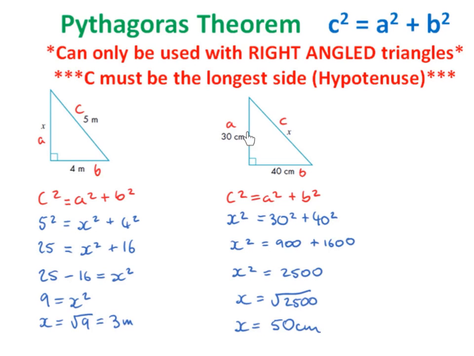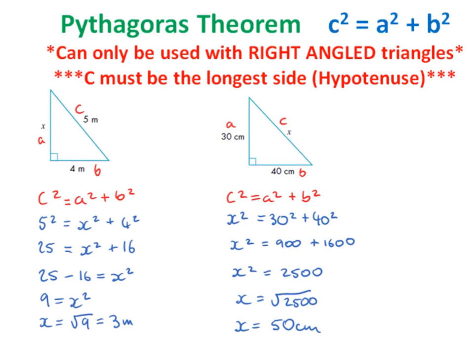So if we have a look at our triangle over here on the right, we have 30, 40 and x. So straight away I know that this is going to be 50 centimeters because again it's our 3-4-5 triangle. But I'm going to work it out anyway. So I label my triangle A, B and C, C being the longest side, A and B being the other two sides. I write out my formula, c squared equals a squared plus b squared. I substitute into my formula. I swap the c for x, so I've got x squared is equal to, I swap the a for 30, so 30 squared, plus I swap the b for 40, plus 40 squared.